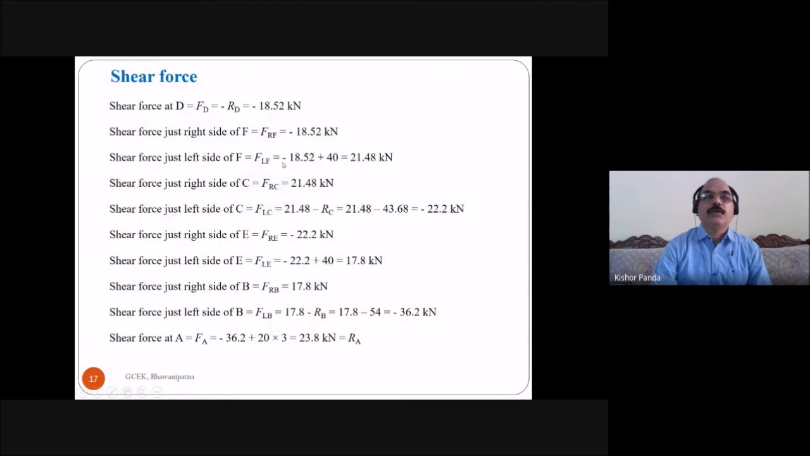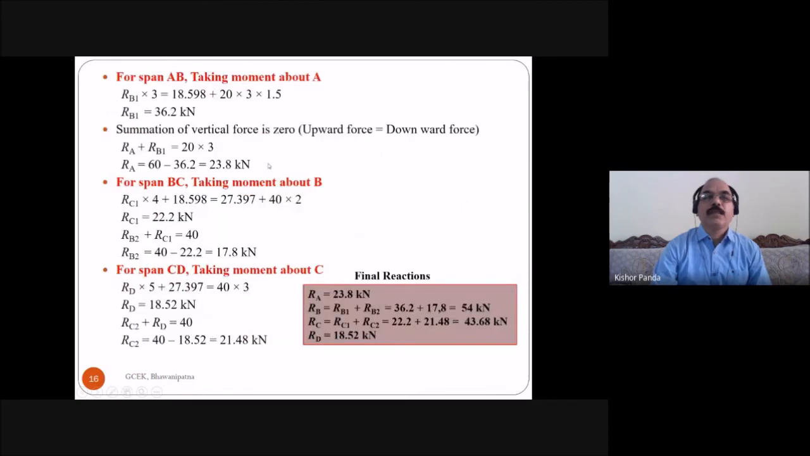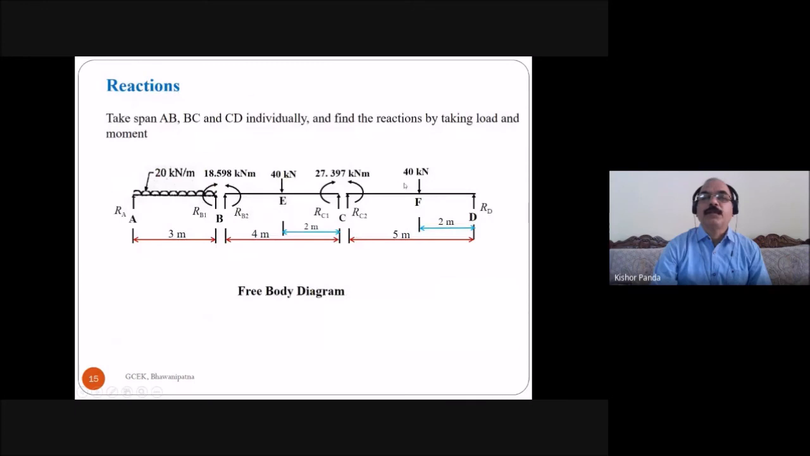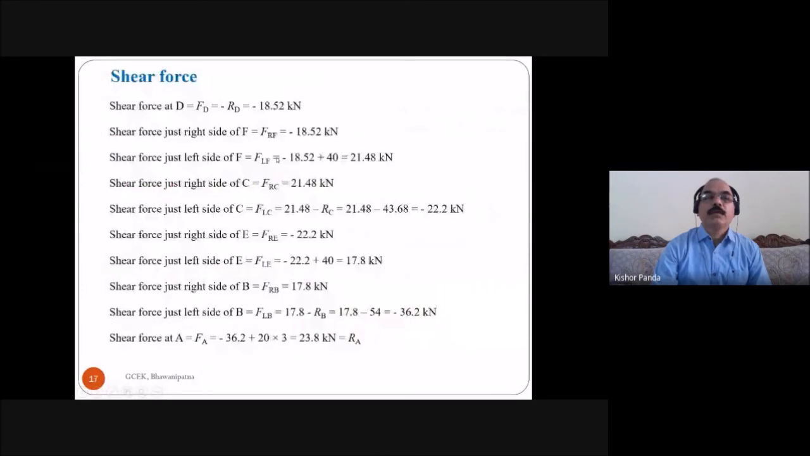Then find out the shear force just left side of F. So what you have to do here? Because this is the load, you have to include it: plus 40 kilonewton. This is right of F, minus 18.52 plus 40, which is equal to 21.48 kilonewton.